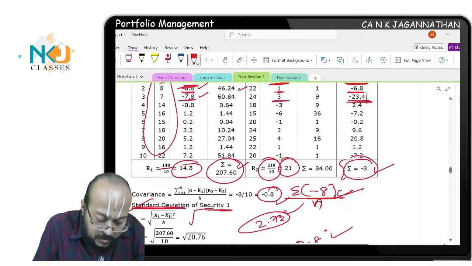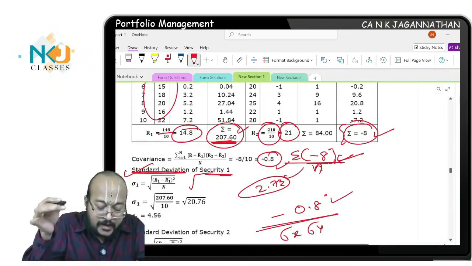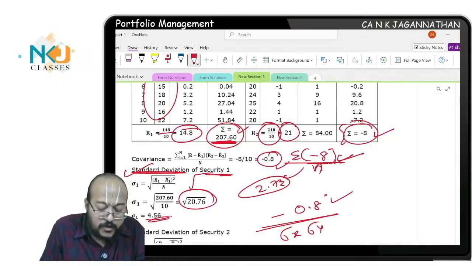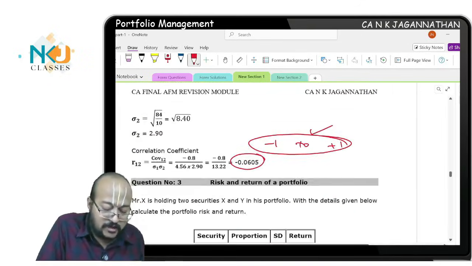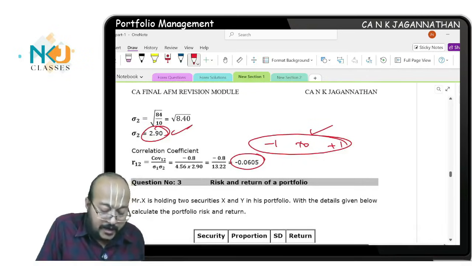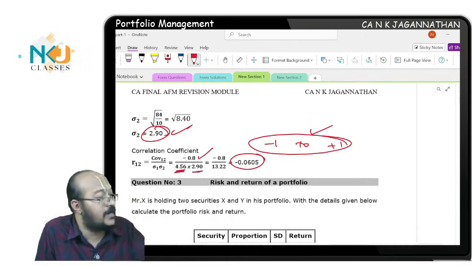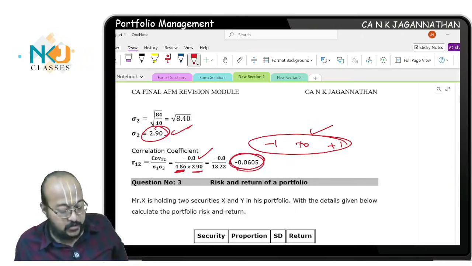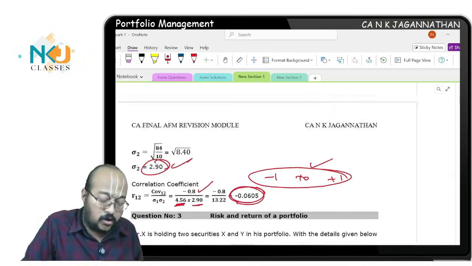Already we computed 207.6 is there. So 207.6 divided by 10, which is 20.76, square root of 20.76, 4.56 is the standard deviation of x. Standard deviation of y similarly comes to 2.9. And correlation is minus 0.8 divided by sigma x 4.56, sigma y 2.9. Okay, will give you the correlation minus 0.0605. Are you listening? This is how you will compute the correlation coefficient.